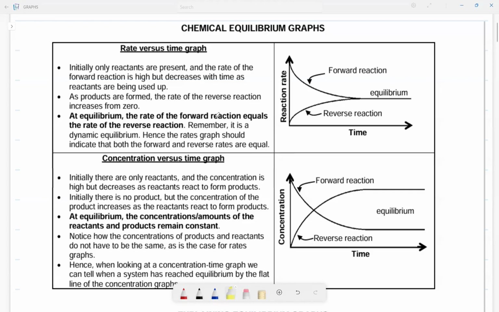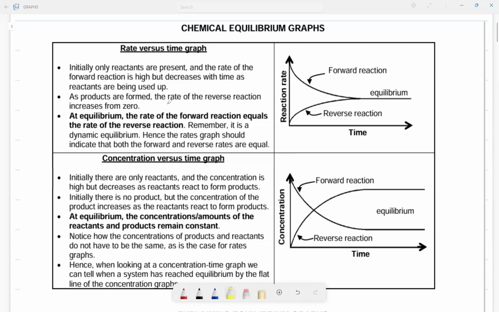In this video, now that we have discussed Le Chatelier's principle and how factors such as temperature, pressure, as well as concentration affect the equilibrium position, or the state of equilibrium in particular, today chemical equilibrium is going to be divided into three parts. Actually, I'm going to divide it into three parts.